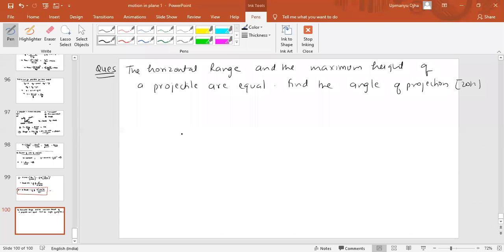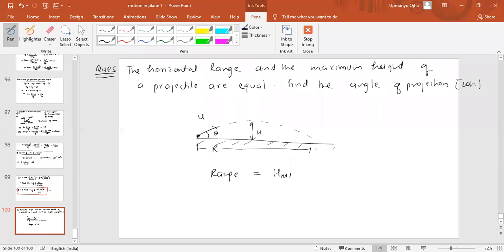Whenever this type of problem comes, you draw the figure. If you have any doubt, you can draw the figure here. So this is the ground. From the ground we are throwing the object with initial velocity u at an angle theta. It will have h as the maximum height, and this is the range of the projectile. Now in the question they are telling you that the horizontal range and maximum height are equal. So can we say range is equal to h max, the maximum height?